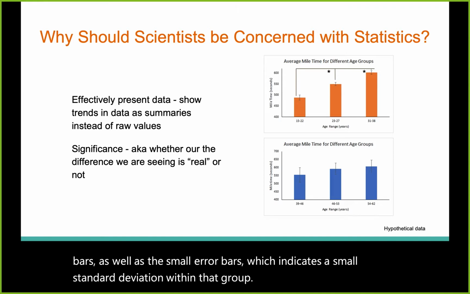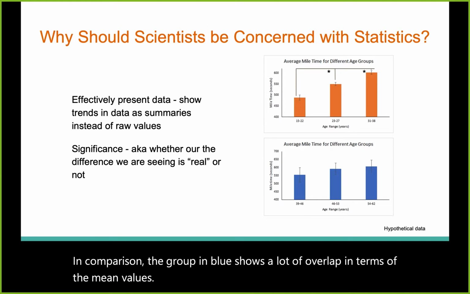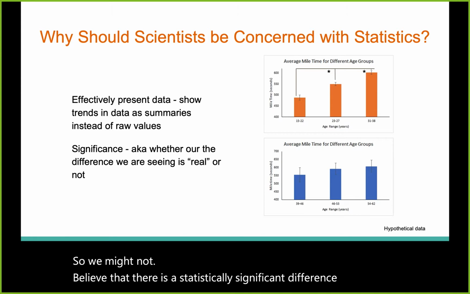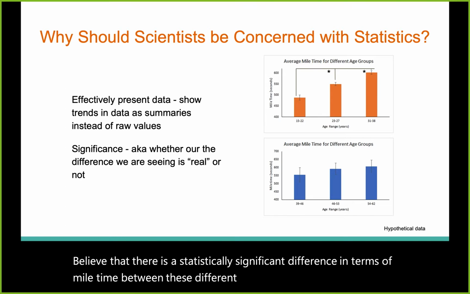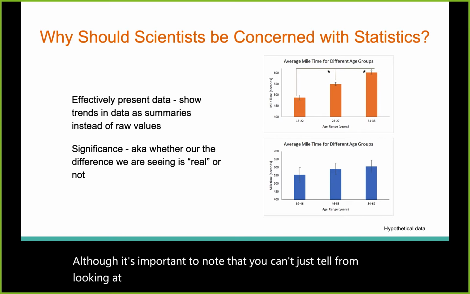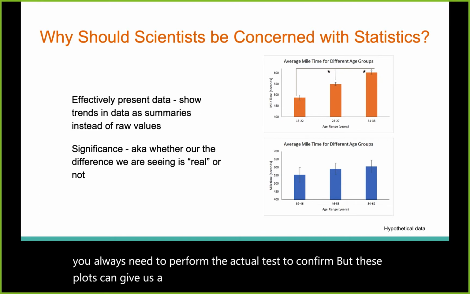In comparison, the group in blue shows a lot of overlap in terms of the mean values. We can also see that the variability or the error bars are much higher in this bar plot. So we might not believe that there is a statistically significant difference in terms of mile time between these different age groups. Although it's important to note that you can't just tell from looking at a graph whether or not there's a statistical significance. You always need to perform the actual test to confirm. But these plots can give us a clue as to whether or not there are trends that we can test later on.